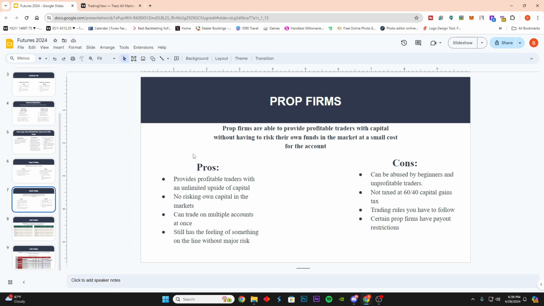The cons: they can be abused by beginners and unprofitable traders. These prop firms, again, I really don't recommend until you believe that you have a profitable strategy that you've proved on paper trading slash demo, because these can be heavily abused and can be not a good thing for unprofitable traders.